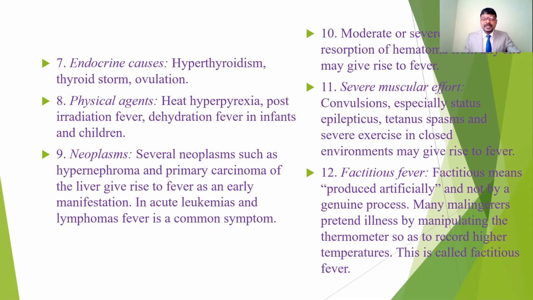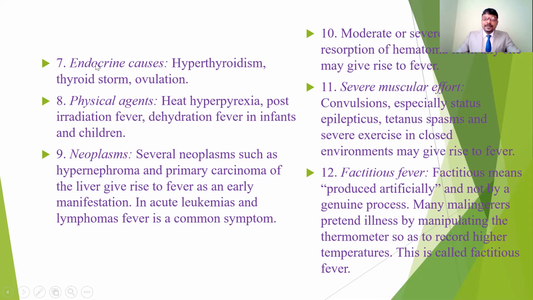So the normal physiological changes: after menstruation, in between menstruations, at midcycle when the egg is being released, the body gets hormonal changes, and they also get a high temperature.